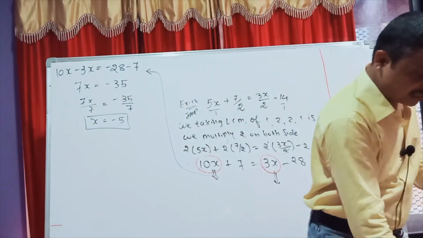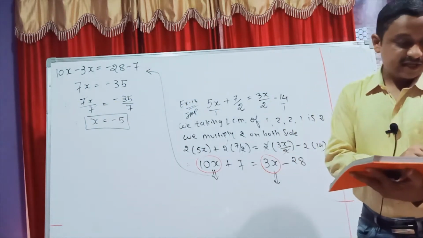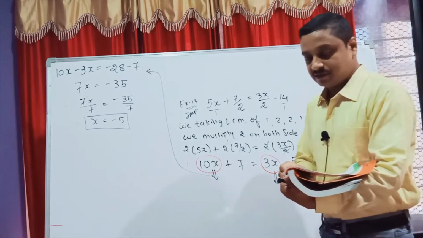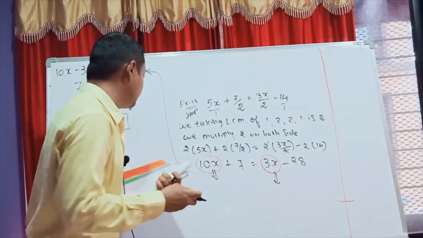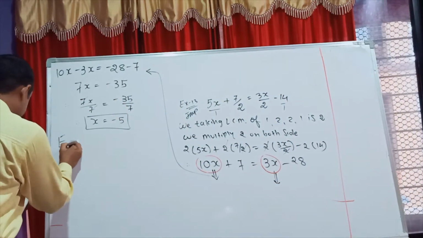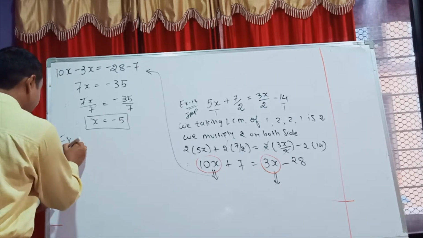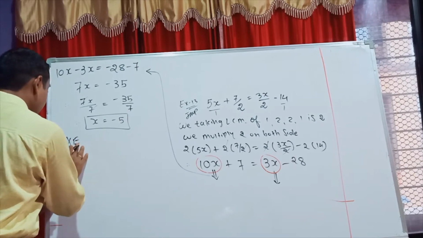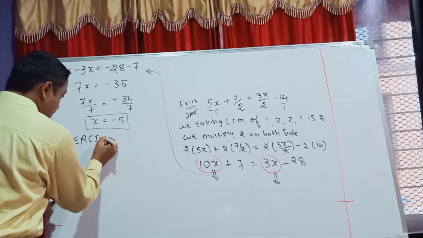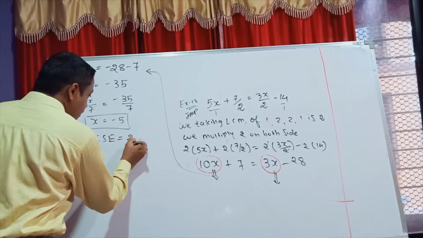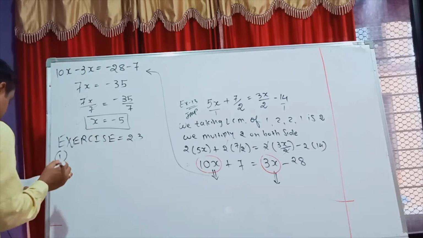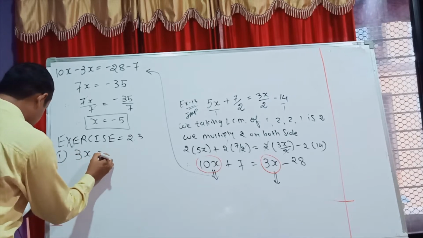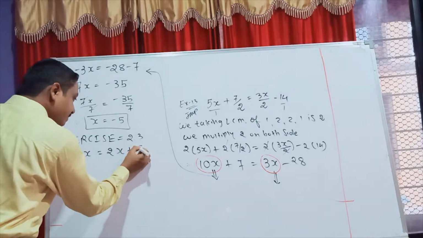Yes students, here example 12 and example 13 are over. Now I go to the exercise, continue. Our exercise number 2.3. In 2.3, students, the first question is just 3x is equal to 2x plus 18.